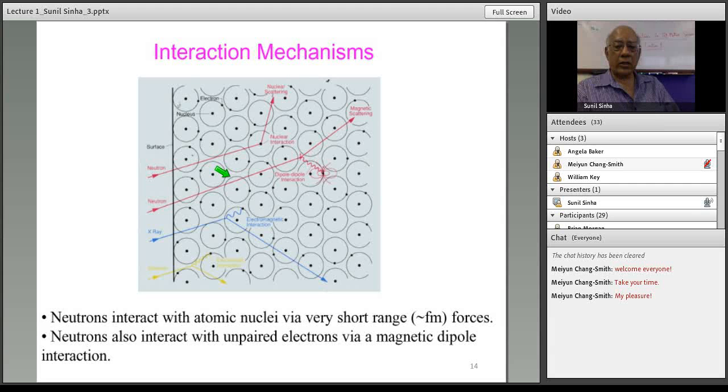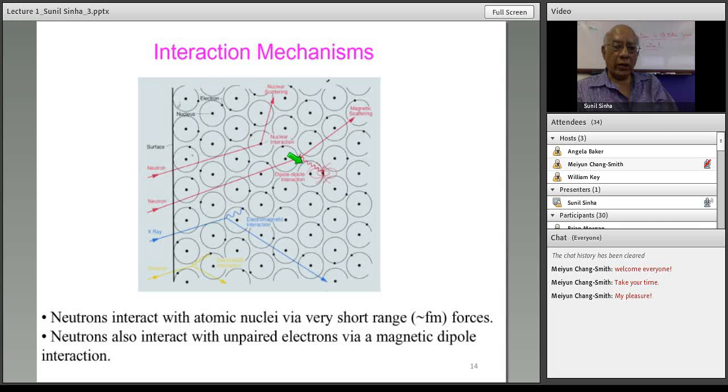Let's discuss interaction mechanisms. You can study matter using various kinds of probes. Here are shown three kinds of probes: neutrons, photons, which are basically, for our purpose, X-rays, and electrons. A neutron will interact basically with the nucleus, because it sees basically empty space until it interacts directly with the nucleus through a very short range interaction.